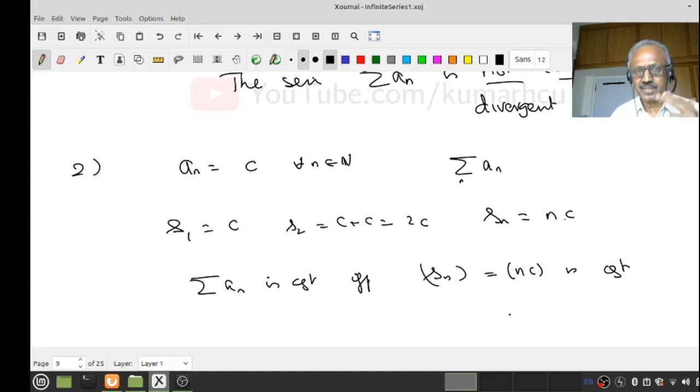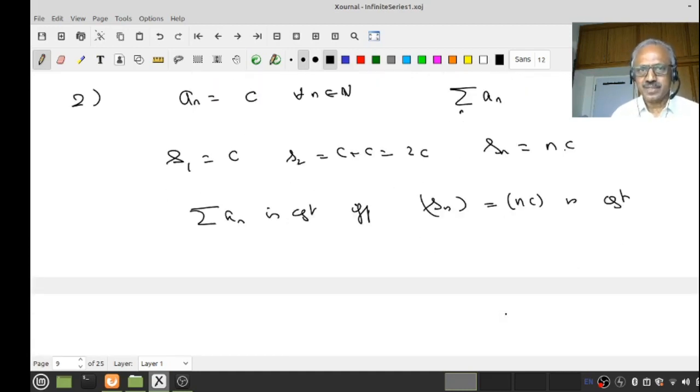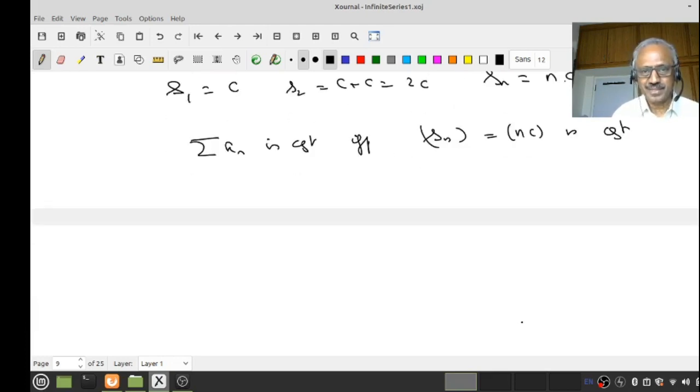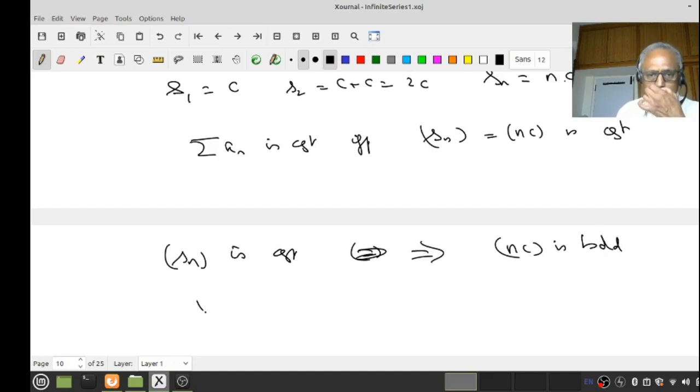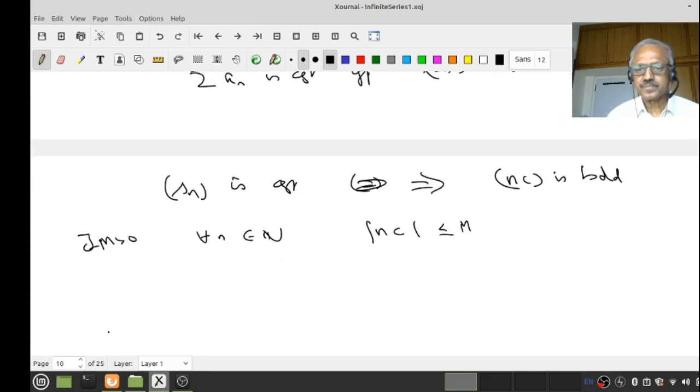But the sequence Sn has nth term nC. The moment you see nC, what should you recall from real analysis? Archimedean property. But first, if it is convergent, then it should be bounded. So suppose Sn is convergent. That means the sequence nC is bounded. That means for all n in N, modulus of nC is less than or equal to M, where there exists M positive. That means mod C is less than or equal to M by n for all n.